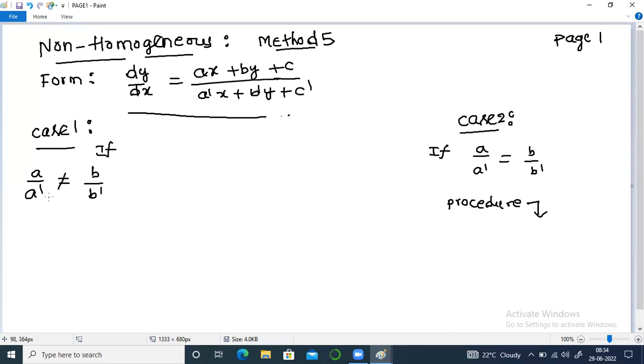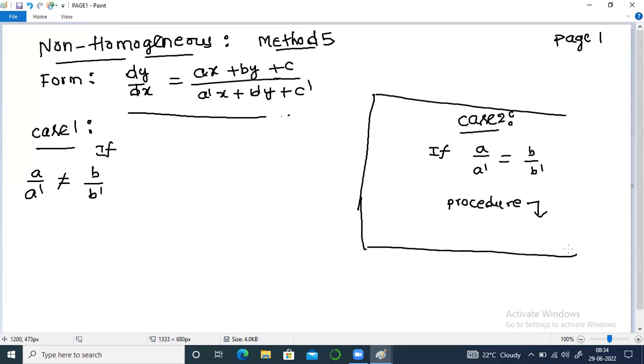If a over a dash is not equal to b over b dash, how do we solve it? I told you in the beginning, hiddenly it is carrying the homogeneous form. When c and c dash are removed, it will automatically become homogeneous. To remove that constant term, there is a particular procedure. Case 2 we will see in the next session, so you need not think about it for now. Now case 1: a over a dash is not equal to b over b dash.